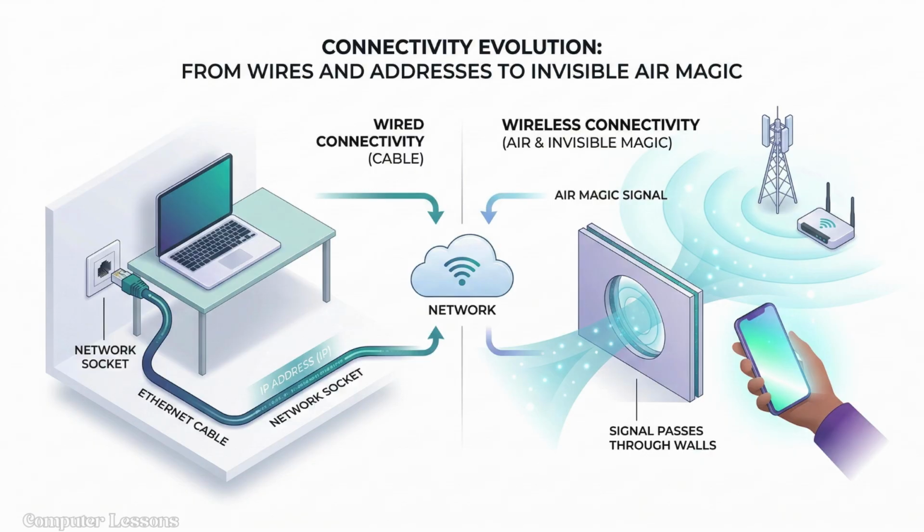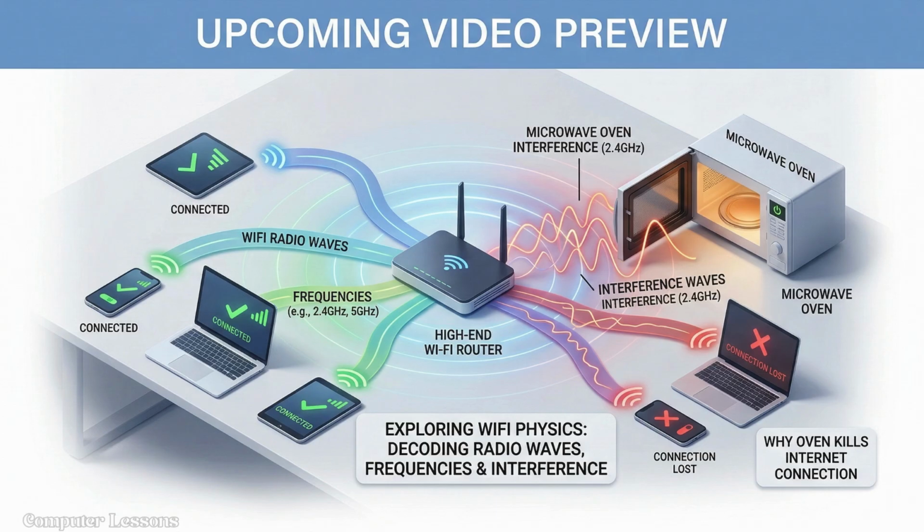We have established the wires and the addresses, but most of you aren't plugging a cable into your phone. You are connecting through the air using invisible magic that passes through walls. In the next video, we will explore Wi-Fi physics. We will decode radio waves, frequencies, and explain why your microwave oven kills your internet connection.